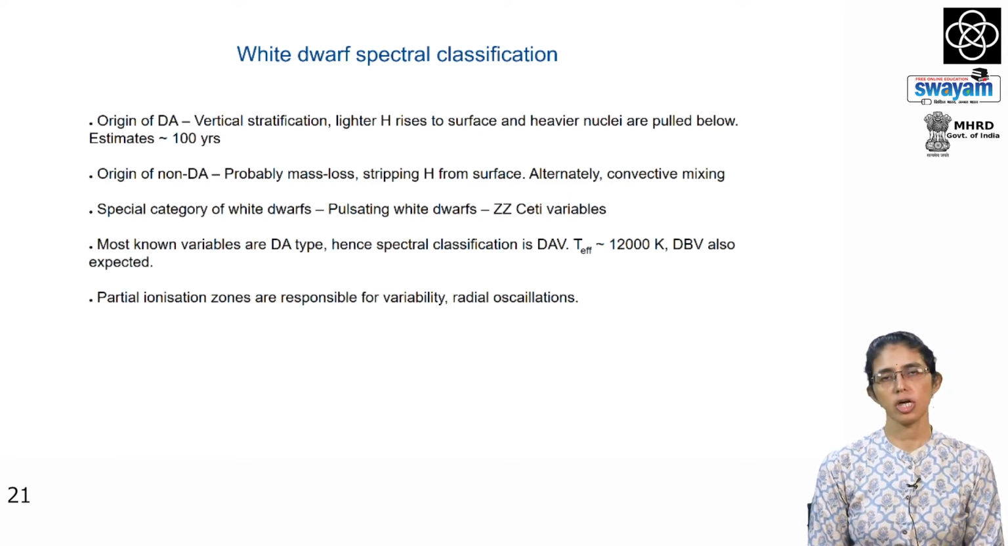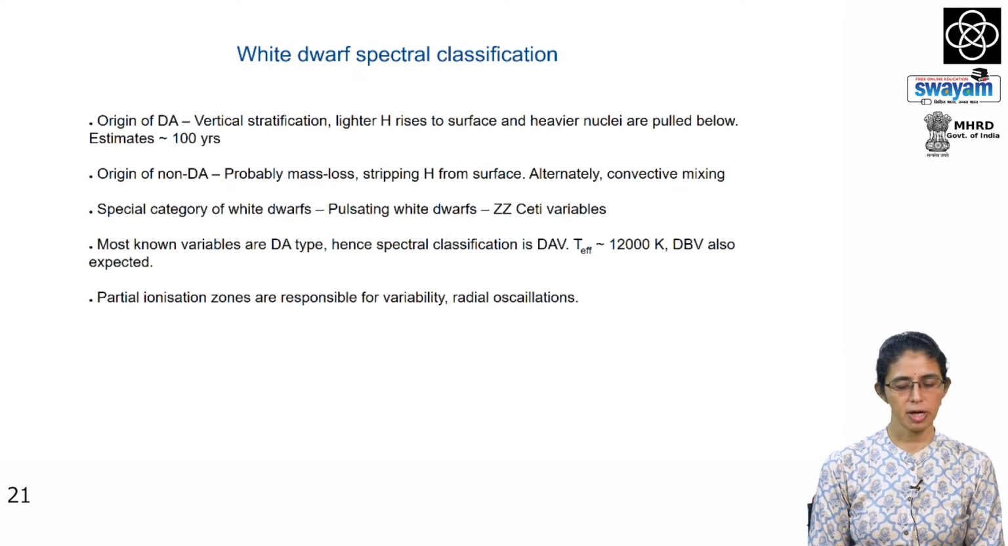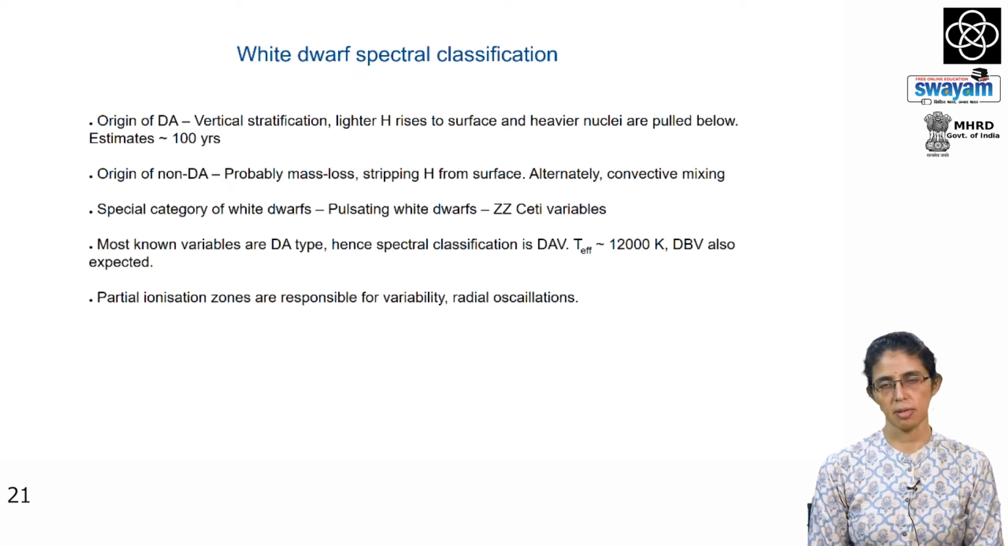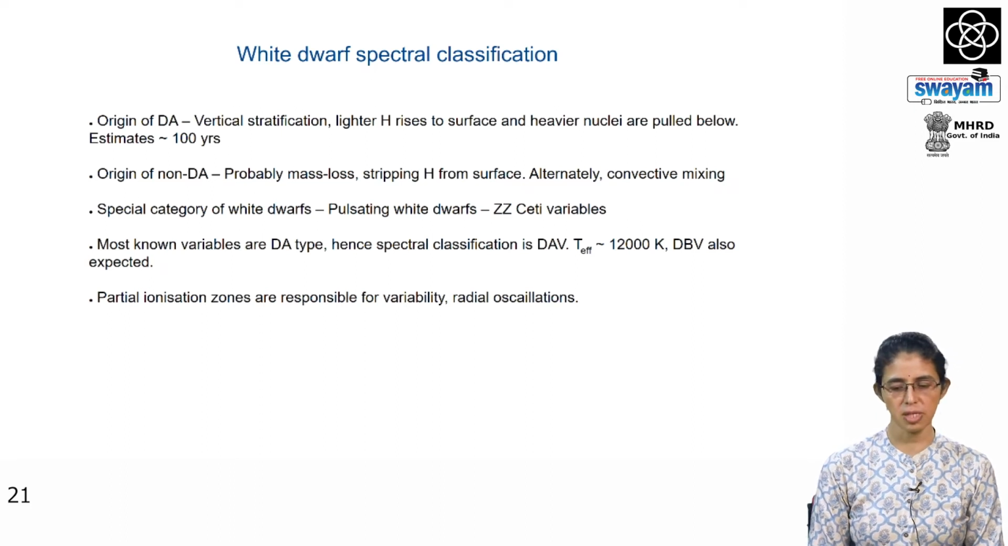The origin of non-DA type white dwarfs is probably mass loss, that is, stripping of hydrogen from the surface.